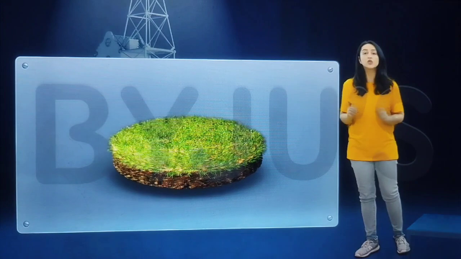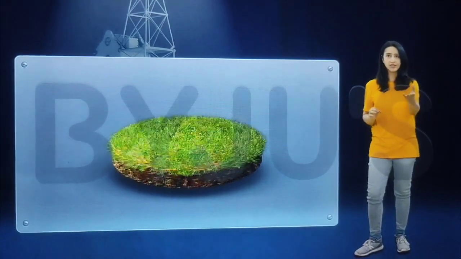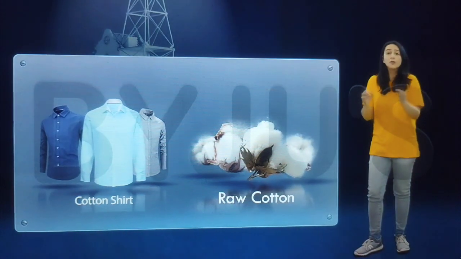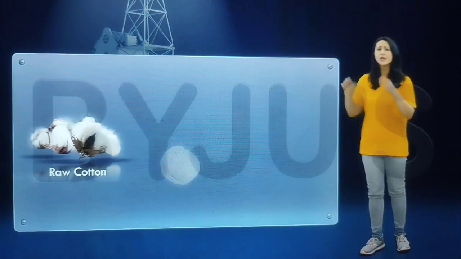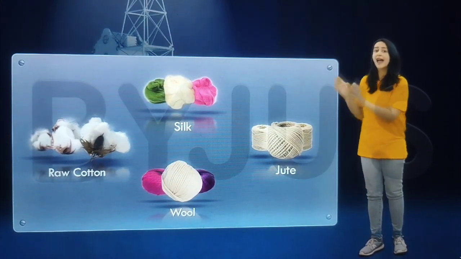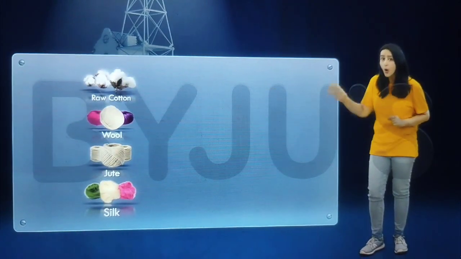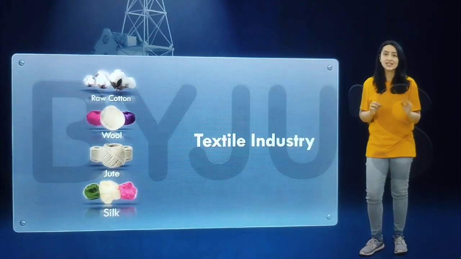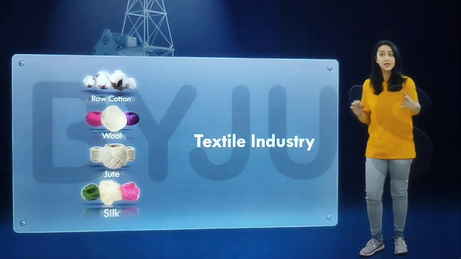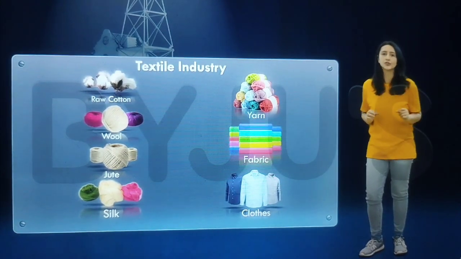Agro-based industries use agricultural produce as their raw material. For example, your cotton shirt is a processed product of raw cotton. Likewise, wool, jute, and silk are also products of agriculture and are used as raw materials. All these are collectively considered to be a part of the textile industry, as their final products are some forms of yarn, fabric, or clothes.